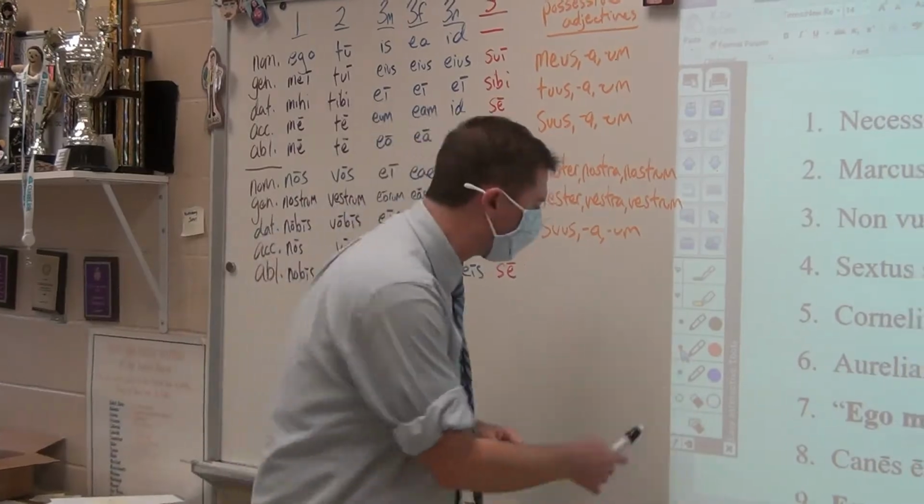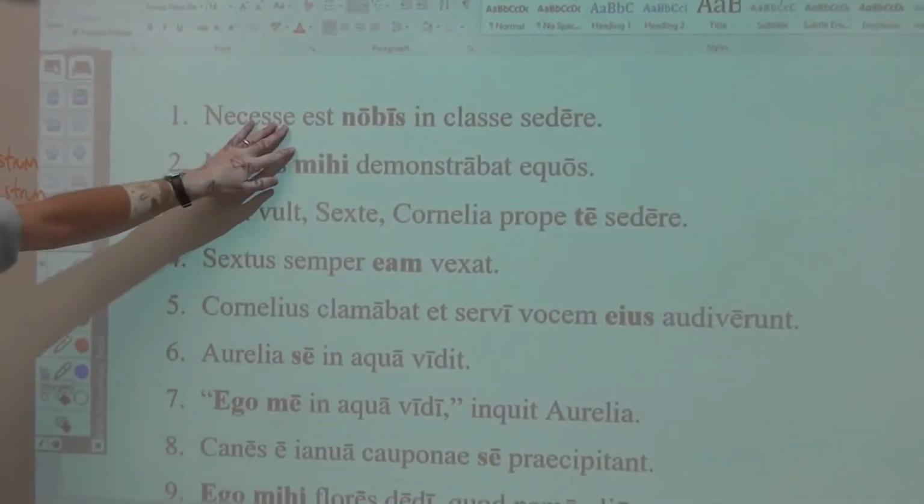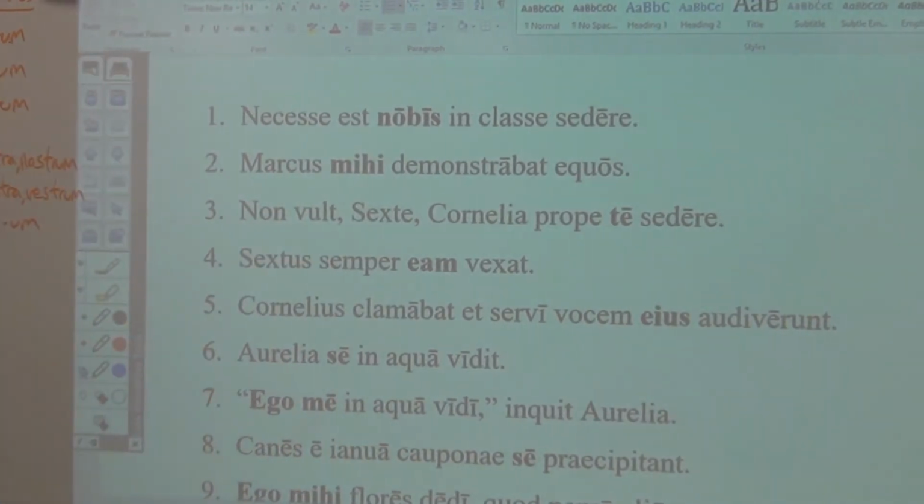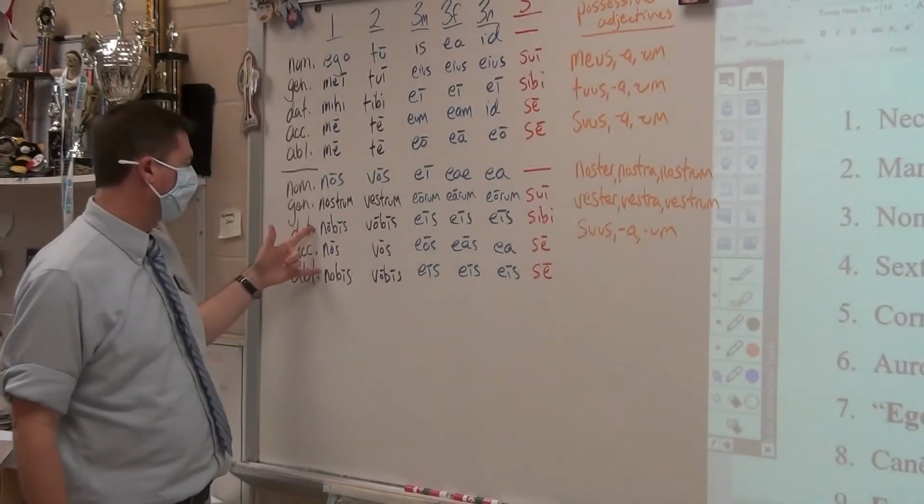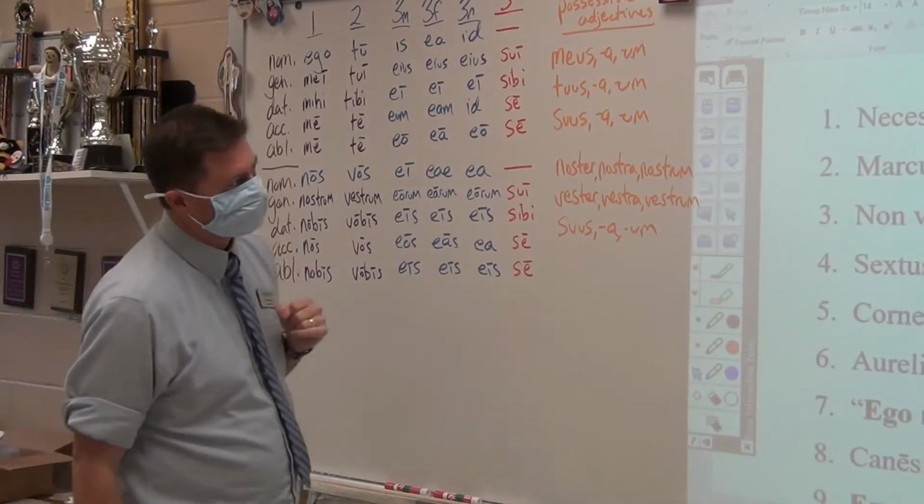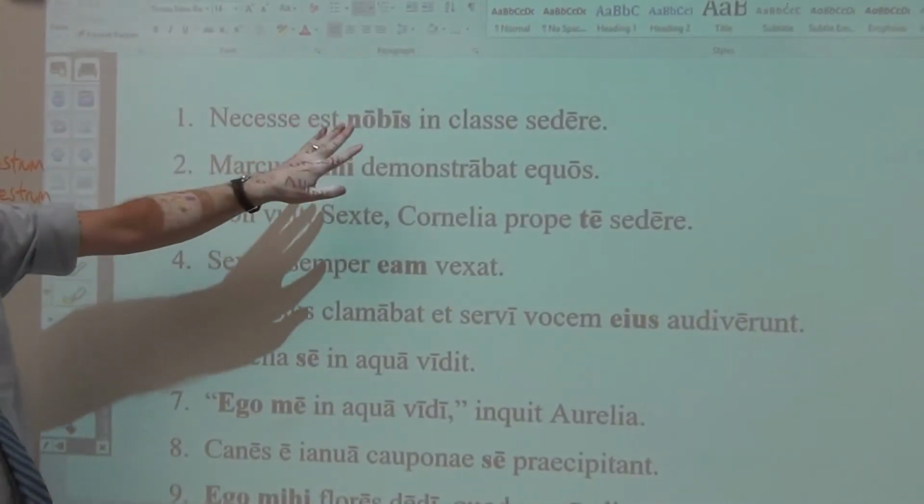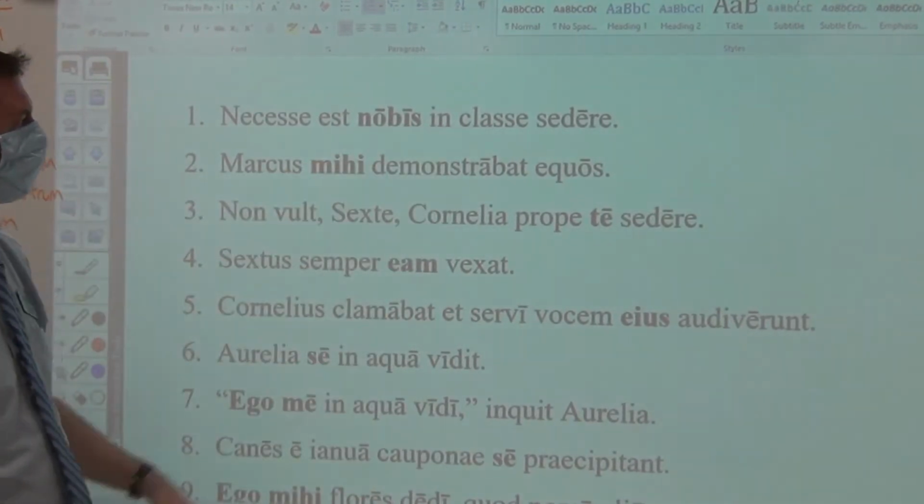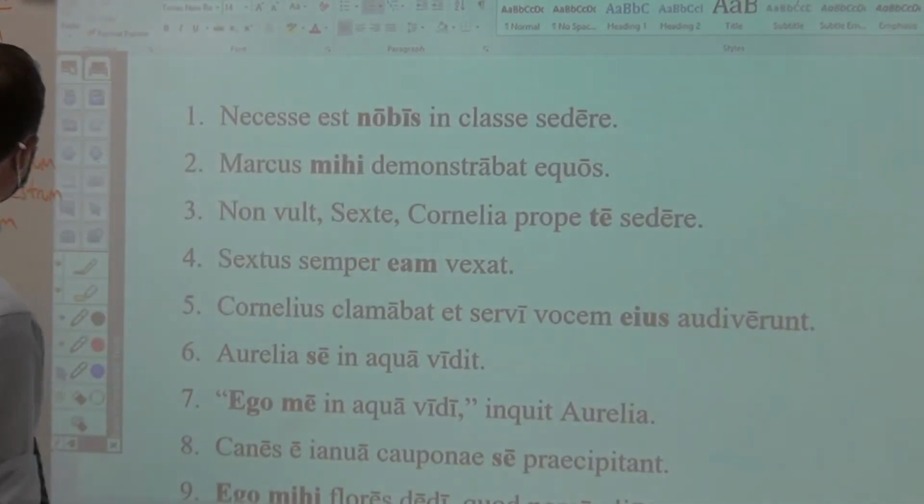So, let's take a look at the sentences here. Necessitas nobis in classe sedere. Nobis, we can look over in the chart and see that it is first person, plural, either dative or ablative. So either to us or for us, or by, with, because of, from, in, or at us. So when we translate, it is necessary for us. It's our dative of reference to sit in class. And so therefore, for us, from the chart.